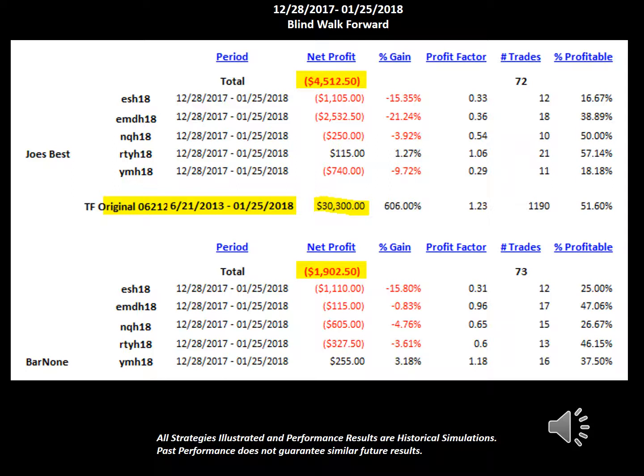This shows Joe's best, and Joe's best really wasn't best at all this time. The mini Russell made $115. The rest of them were losers.